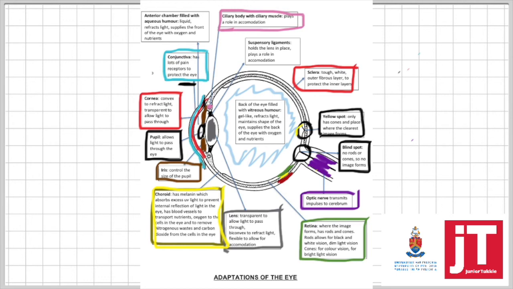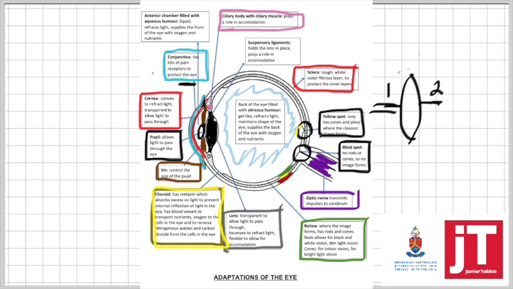In gray, the last structure, the most important structure, is the lens, which I'll now color in black. That is the lens, and the lens is biconvex. Anything that's biconvex is to refract light, so it's convex on one side and on the other side convex, so that's why we say it's biconvex. It's transparent to let light pass through, and it's flexible for accommodation.